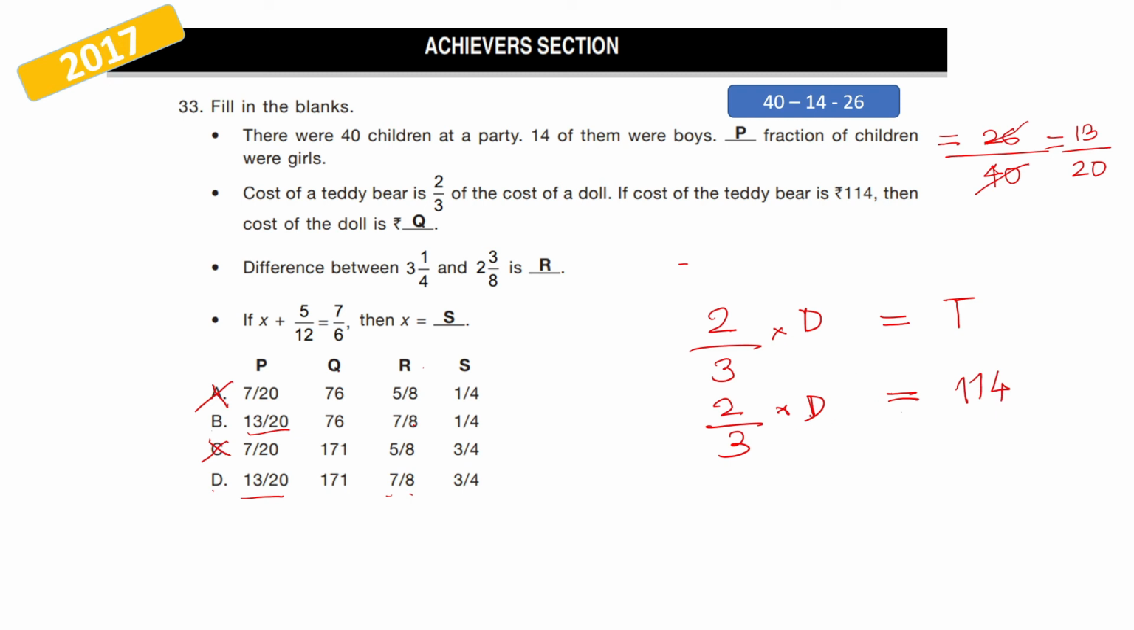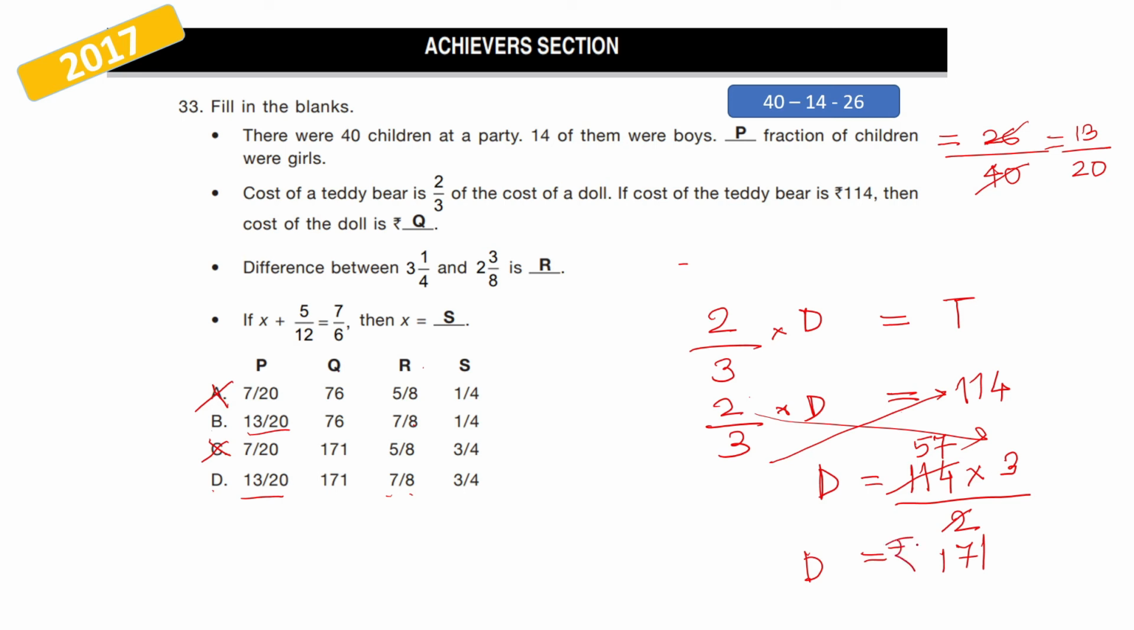Now to find the doll, this goes to division and this goes to multiplication. So your D is equal to 114 times 3 divided by 2. Let's divide: 2 times 2, and this is 2 times 5 is 10, and 14 is 7. So 57 times 3 is equal to 171. So D is rupees 171, which is here. So your right answer is option D.